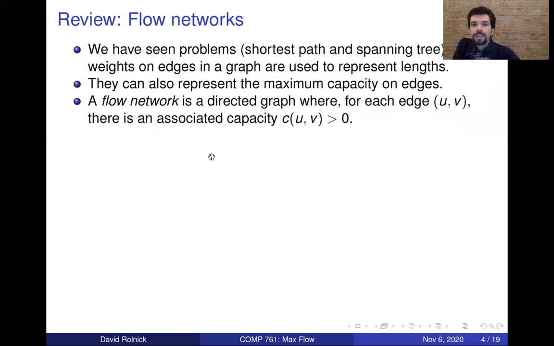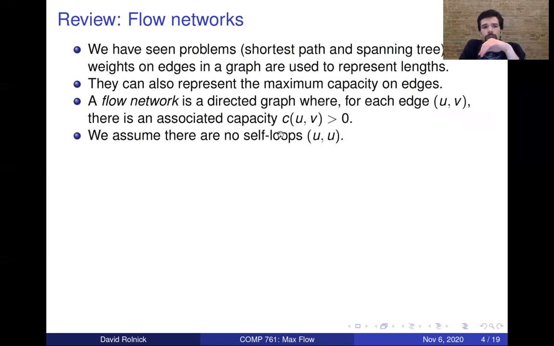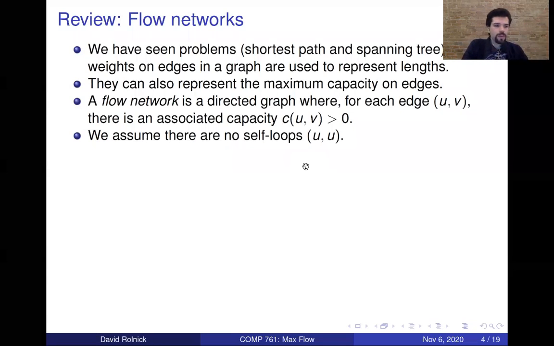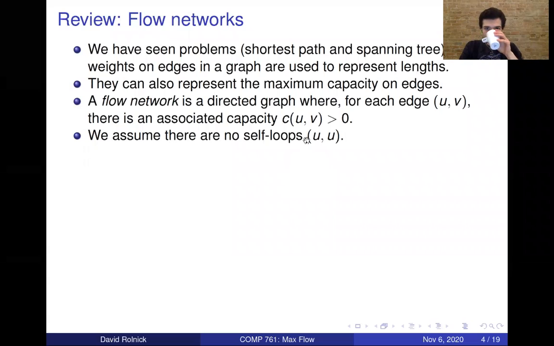And so we have a directed graph where there are weights on the edges, and the weights are called capacities, and they're denoted C. So C of UV. And we assume that there are no self loops in the graph. If there are self loops, we can just change the graph. But assume that there are no self loops.